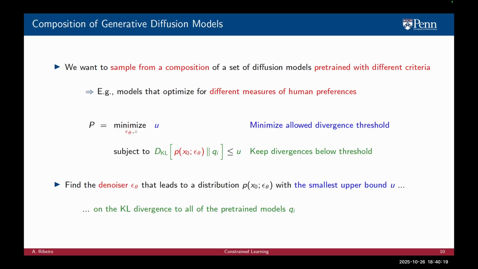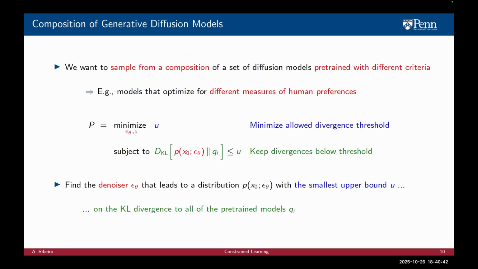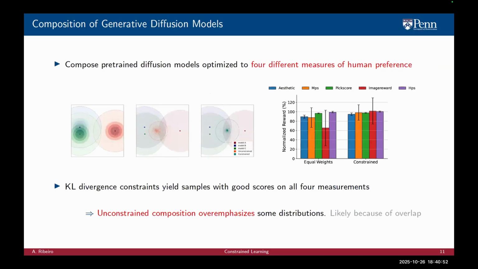Now, this problem typically is formulated by training some kind of weighted average of KL divergences. But then the question is, what are the weights that you should put in these different KL divergences? You can avoid this problem by formulating this optimization problem. So this, again, falls under the category of a problem in which constraints are not obvious, but that you can nevertheless formulate with constraints more naturally. And the idea here is that I can restrict all of these KL divergences to be smaller than U and minimize that U.